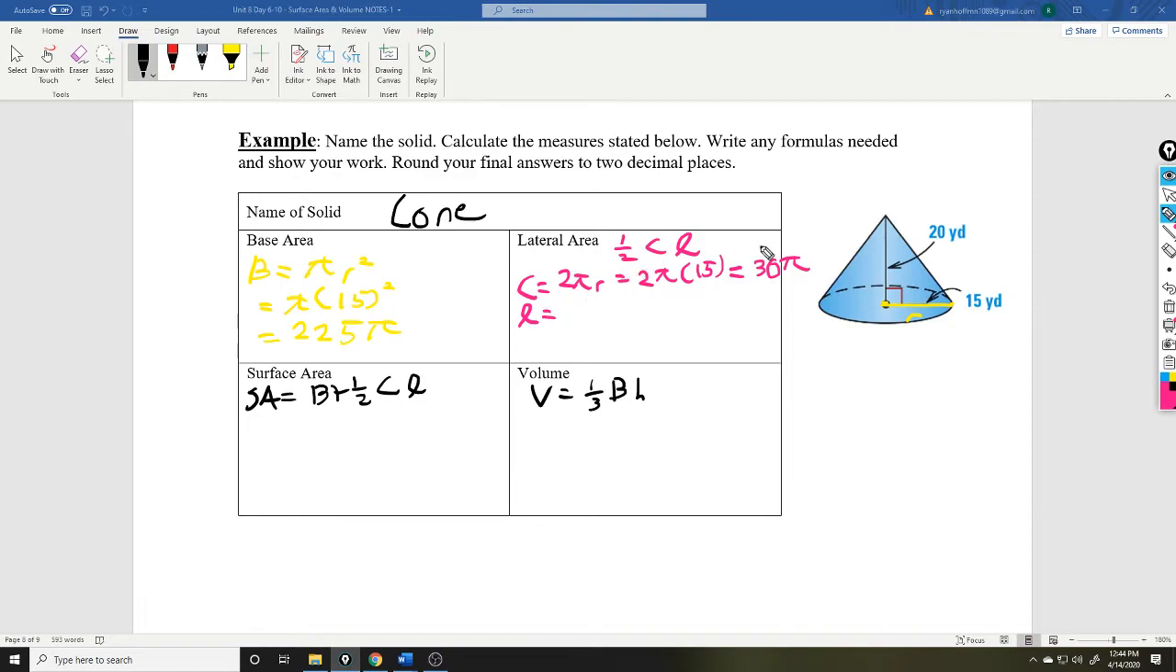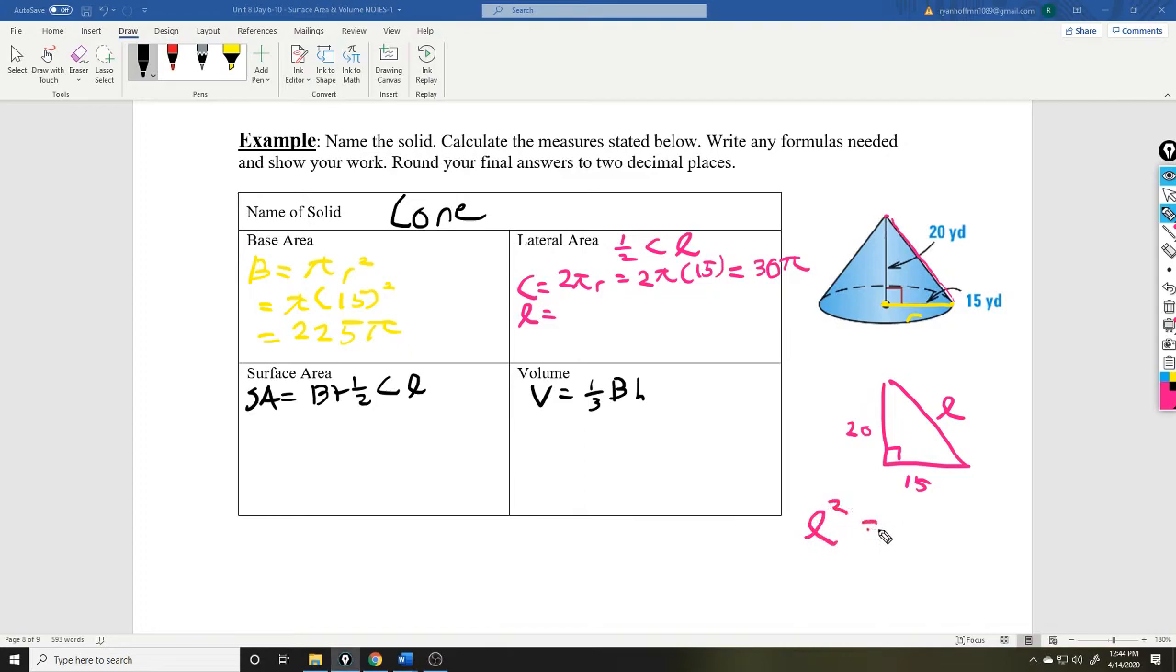Slant height is, aw, dang, we don't have it. It's this distance, isn't it? Here's your triangle. Let's draw it out separately, and we have to do the Pythagorean Theorem. Here's 15. My height is this distance right here, that's 20. And then my slant height is what I'm trying to solve for.